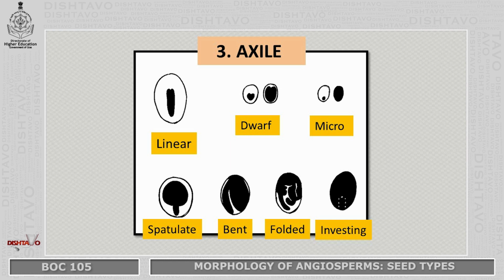investing. In the spatulate type, you can see the embryo is in the shape of a spatula. Next, the embryo is bent, so it is called the bent type. Then you have the folded nature of the embryo seen in the third picture, and the fourth type is investing, where you find holes in between the entire embryo which is present.